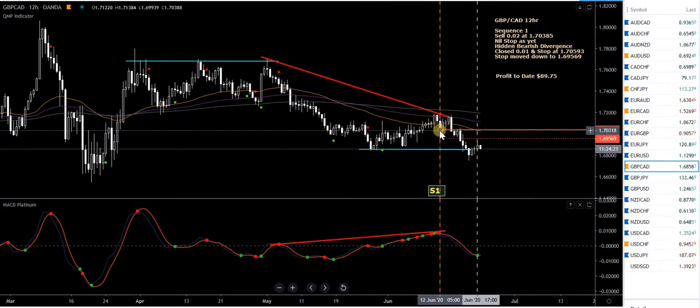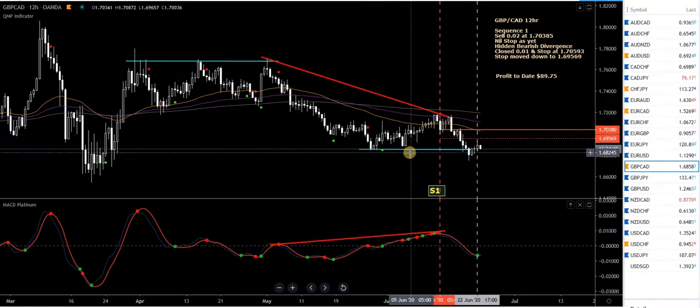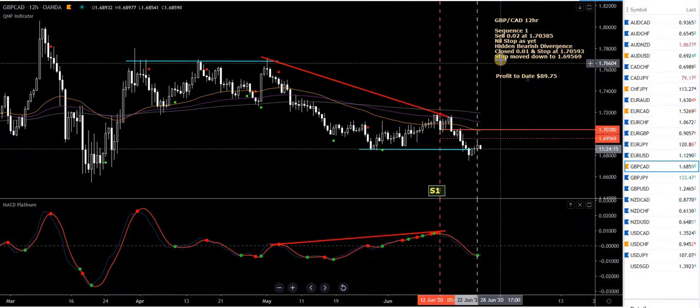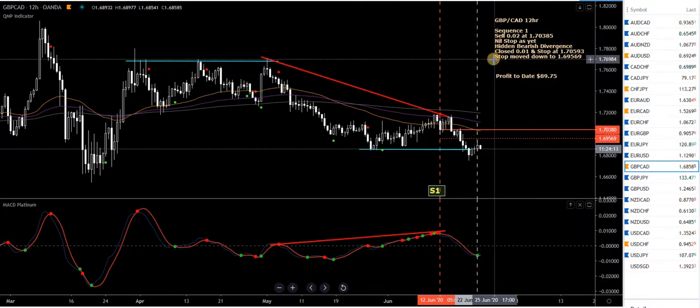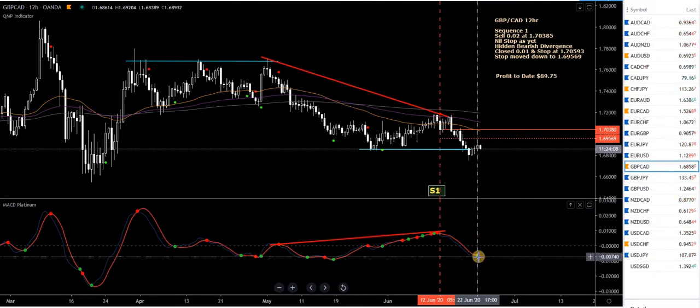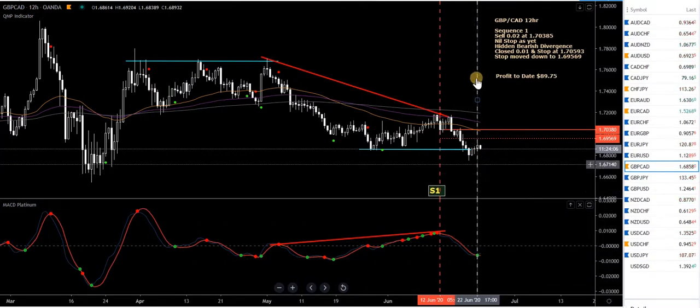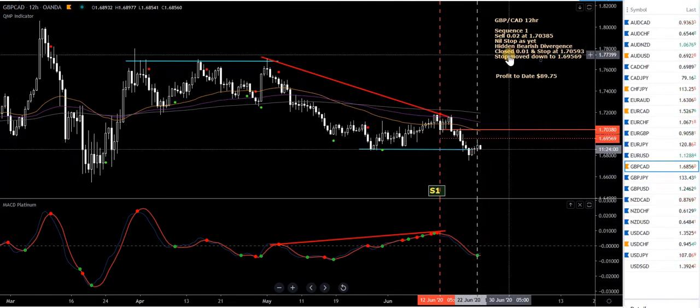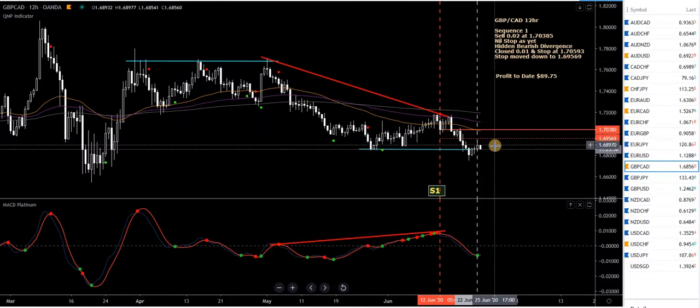Pound CAD. In a sell up here, stop in place. MACD Platinum's already through the zero level, already closed half. You can read my notes. All I've done, because there's now a green MACD Platinum dot, hence the grey warning line there, I've just brought my stop down above this little high here. So all I've done is move my stop down, locking a little bit more profit on that remaining sell.